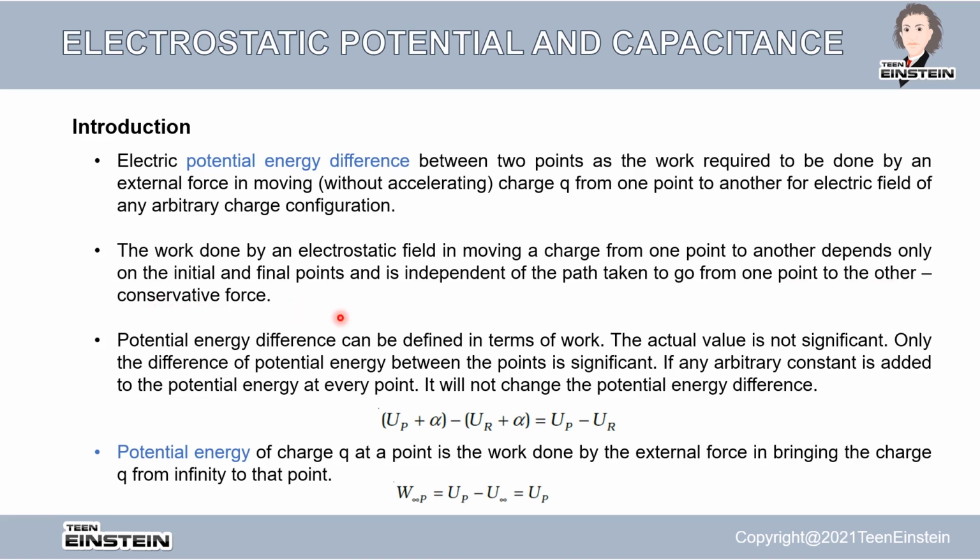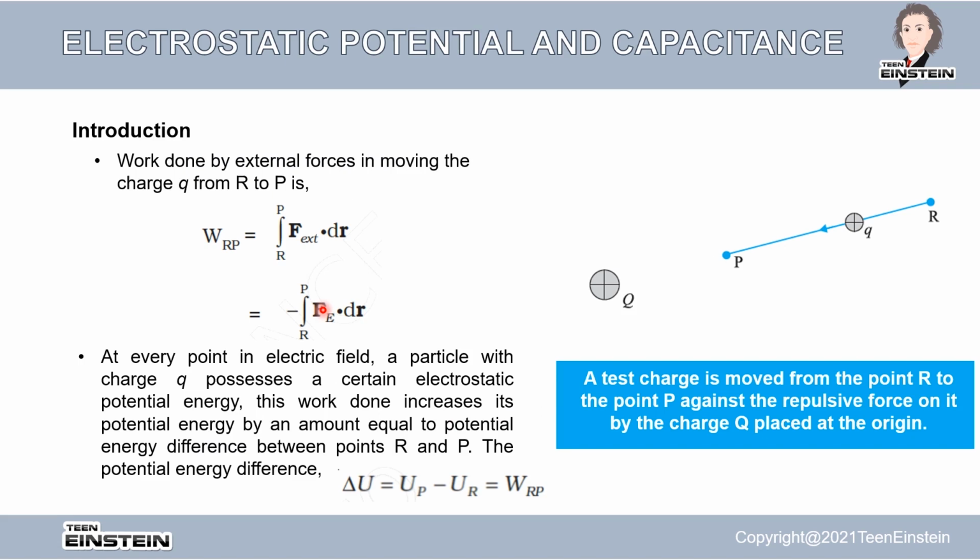So for example, in this case, we can take this charge from r to p in any number of ways, but the potential energy difference is not going to be affected by which way you bring it from r to p. For example, you can take this charge q from here and go all the way around to p, or you can go this way also, but it doesn't matter. The electric potential energy difference only depends on the initial point and the final point.